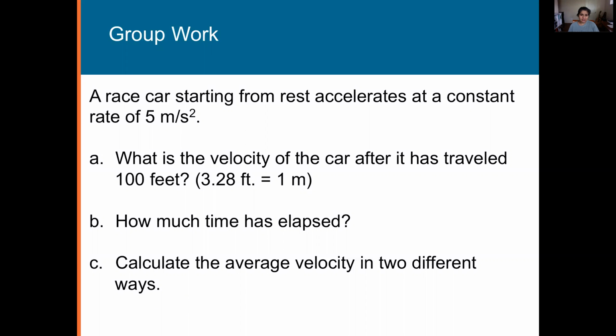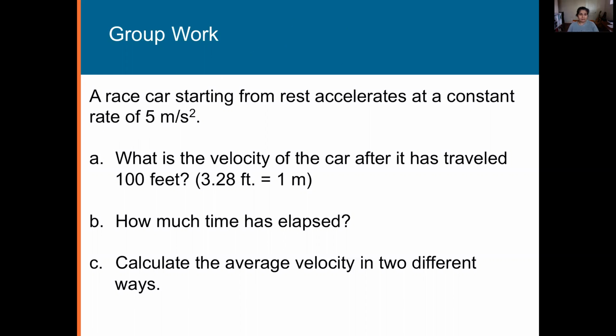Okay, so a race car starting from rest accelerates at a constant rate of 5 meters per second squared. Part A, what is the velocity of the car after it has traveled 100 feet? And then we're given a conversion, 3.28 feet equals 1 meter, okay? So what do we have here? We have a constant acceleration, so we can use our kinematic equations, right?